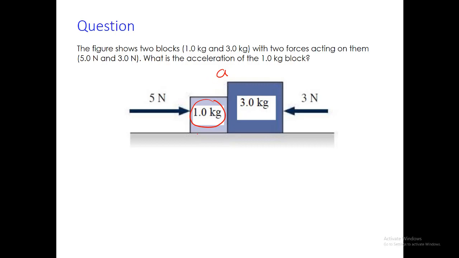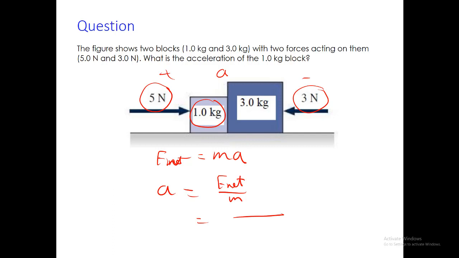How to get this acceleration? Using Newton's second law. F net equals the mass times the acceleration, and the acceleration equals F net divided by the mass. Okay? The net force would be this one minus that one. This is plus, this is minus. So in this case, 5 minus 3. And what mass do we have to put here? The mass of the whole system, because they are moving as one object. So the mass would be 4. So we end up with 2 over 4, or 0.5 meters per second squared.